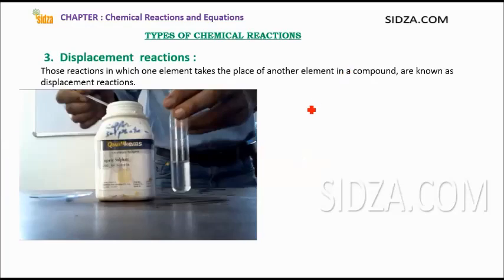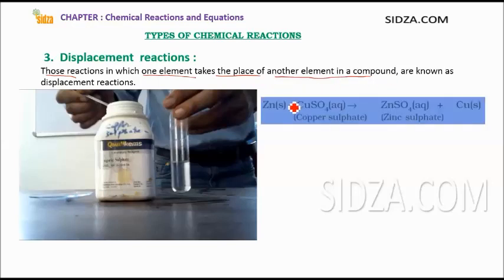Now let's discuss the displacement reaction. Those reactions in which one element takes the place of another element in a compound are known as displacement reactions. Suppose here we have metallic zinc. It reacts with copper sulfate, an aqueous solution of copper sulfate.